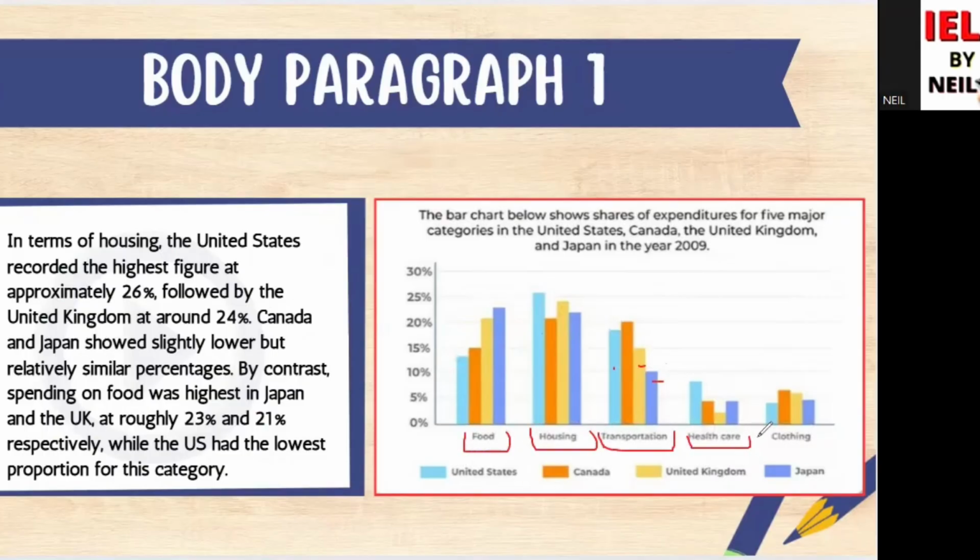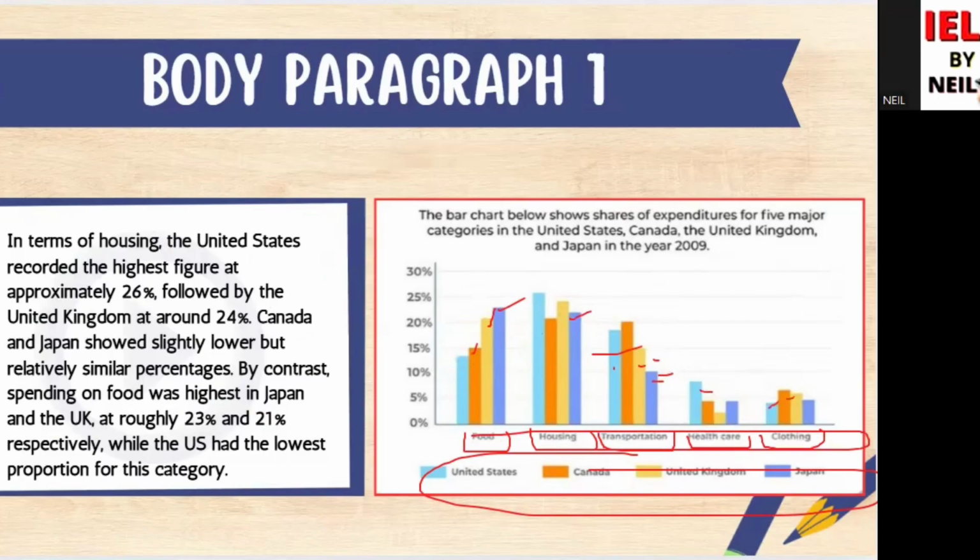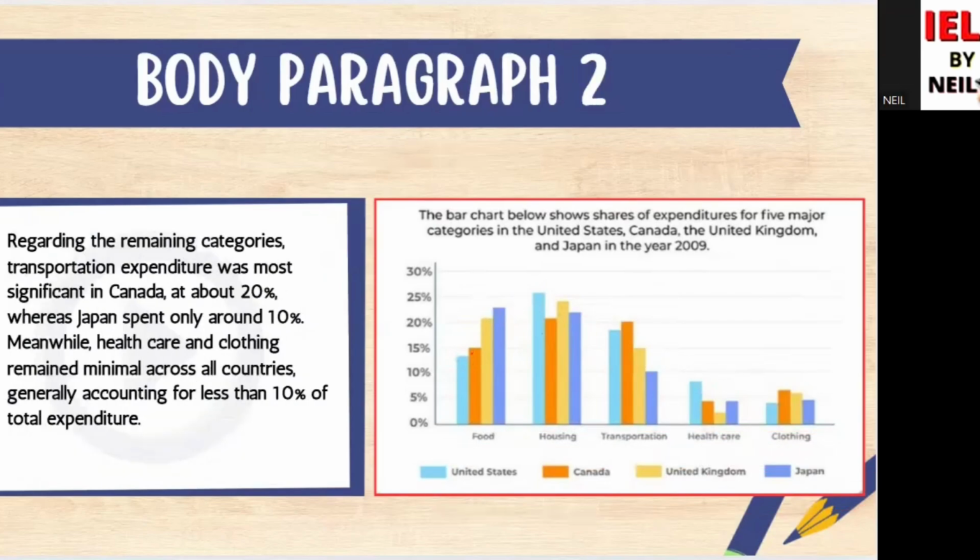Never ignore one complete category. You must talk about all the categories, all the countries. You can ignore some values in between. That's perfectly fine. Okay. Moving on to the second body.